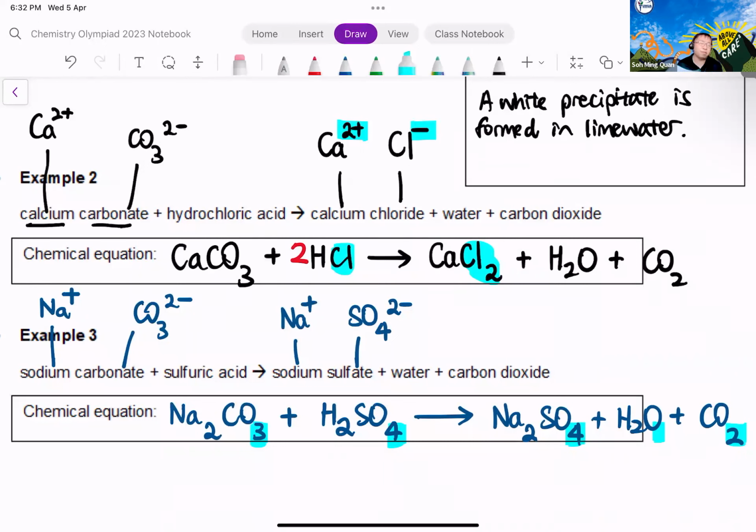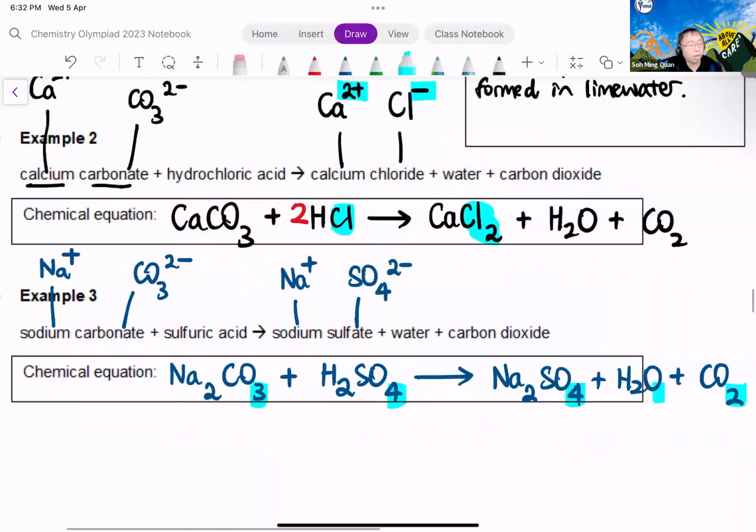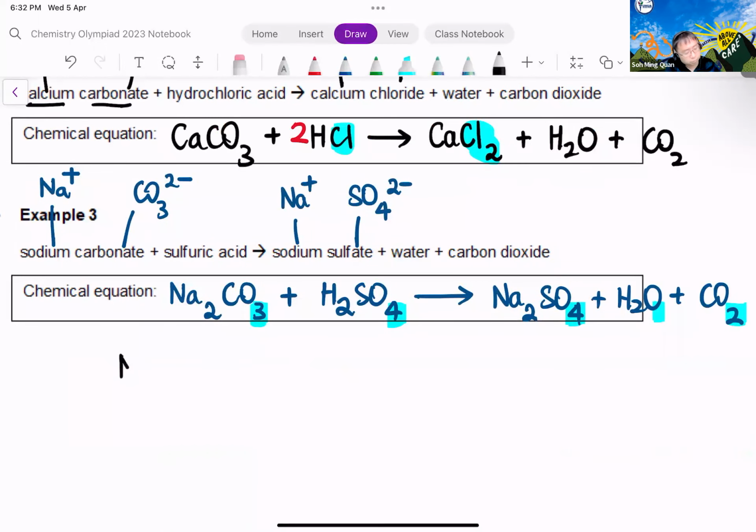All right, so if you are not familiar with balancing equations, most likely it's because of the ions. You're still not very familiar with what the charges are on the ions. So if you have not memorized the charges of ions, please learn. Okay, go and learn the usual ones. What are the usual ones to learn?